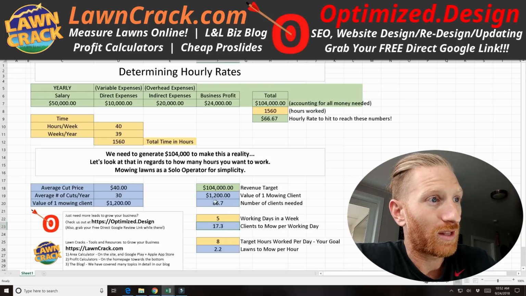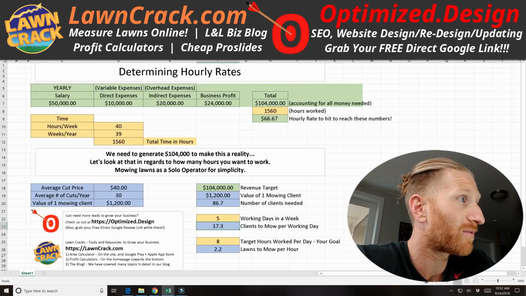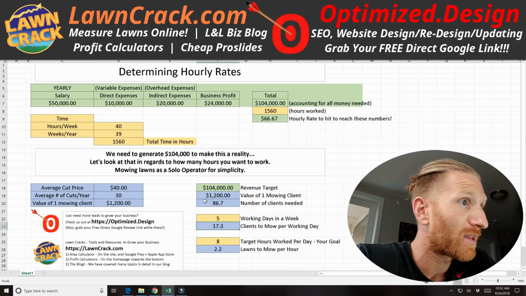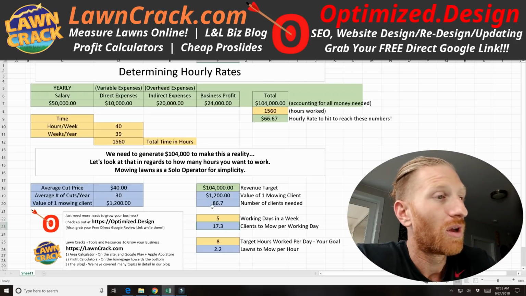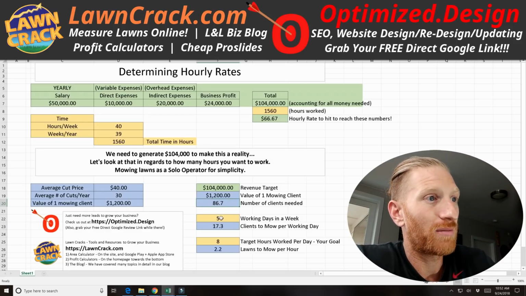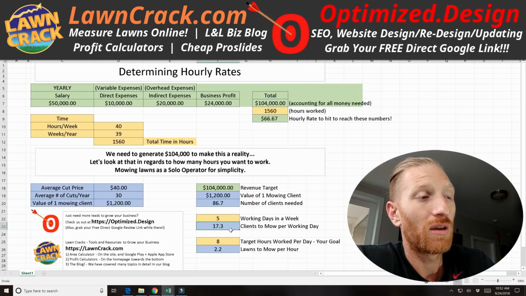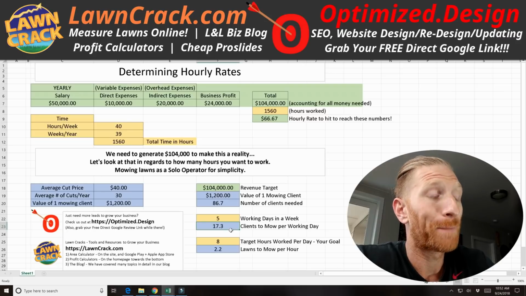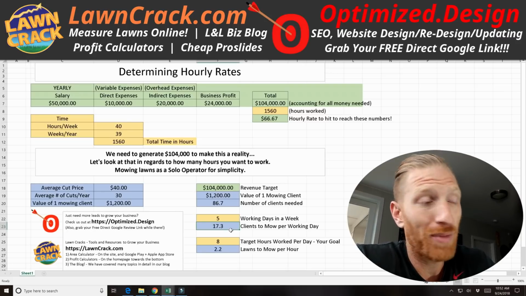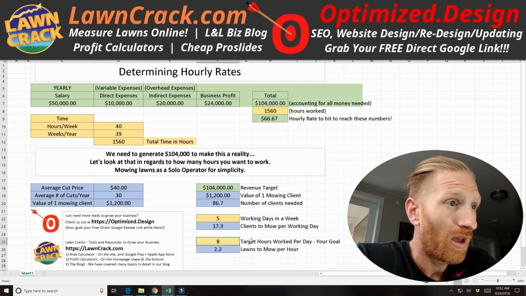So what is this doing? F20 divided by F22. So we have our clients divided by the days in the week. So we need to get 17.3 lawns cut per day. So is that possible? Let's see.